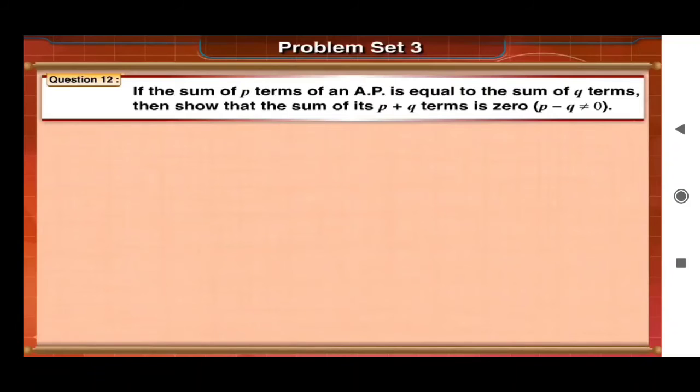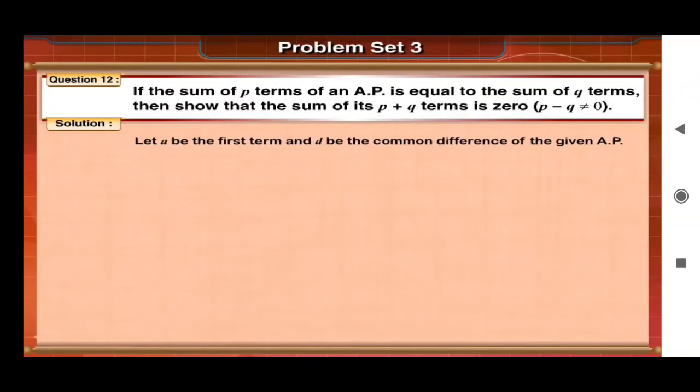If the sum of p terms of an AP is equal to the sum of q terms, then show that the sum of its p plus q terms is 0, where p minus q is not equal to 0. Solution. Let a be the first term and d be the common difference of the given AP.